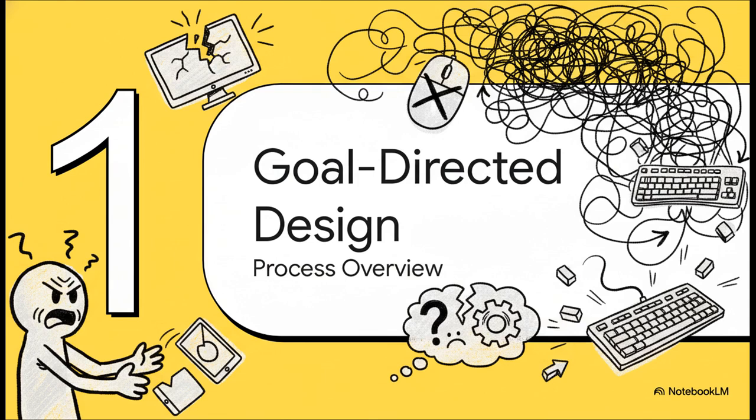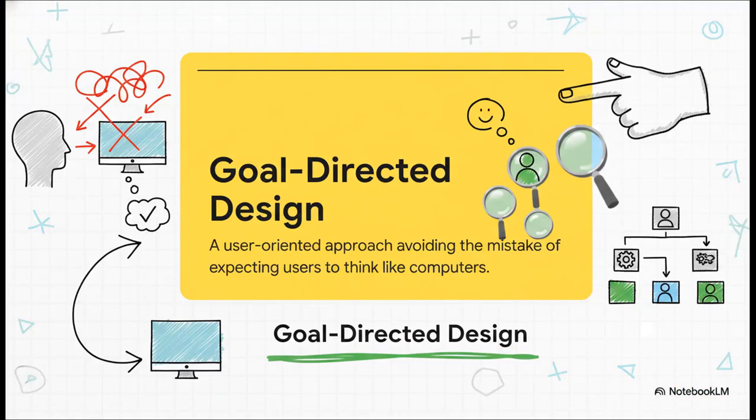All right, part one, the goal-directed design process. Let's get right to the roots of that device-smashing frustration we talked about. So here is the fundamental issue. When building a computer system, developers often make the massive mistake of expecting everyday people to think like computers. They ask users to perform these rigid, difficult operations that might be a total breeze for a machine, but are completely unnatural for a human brain.